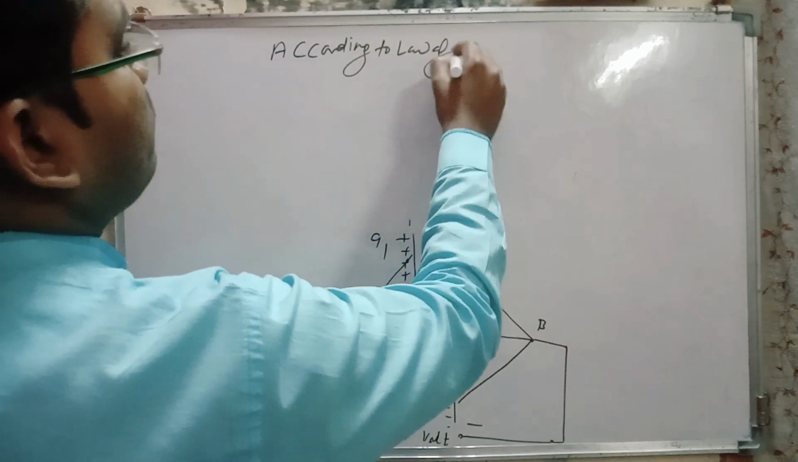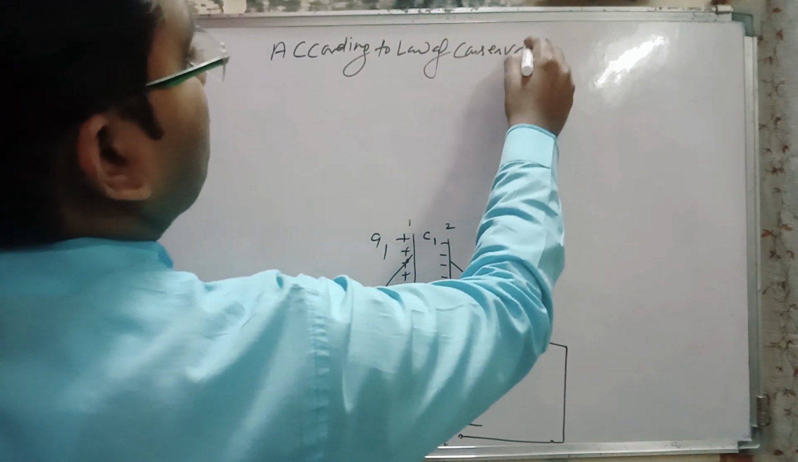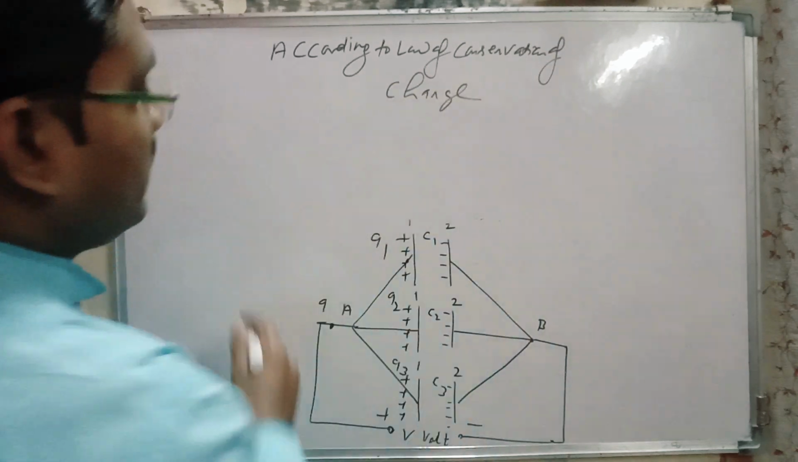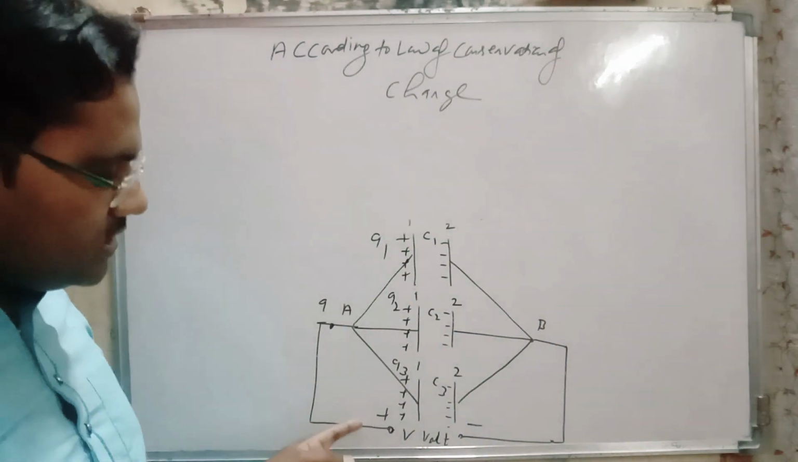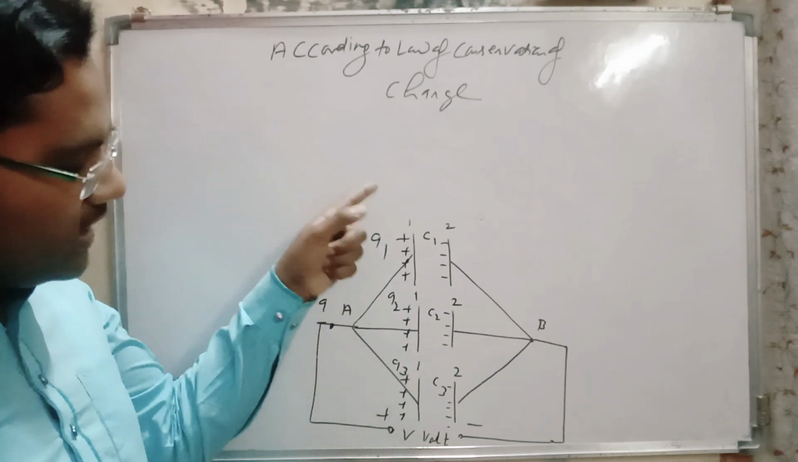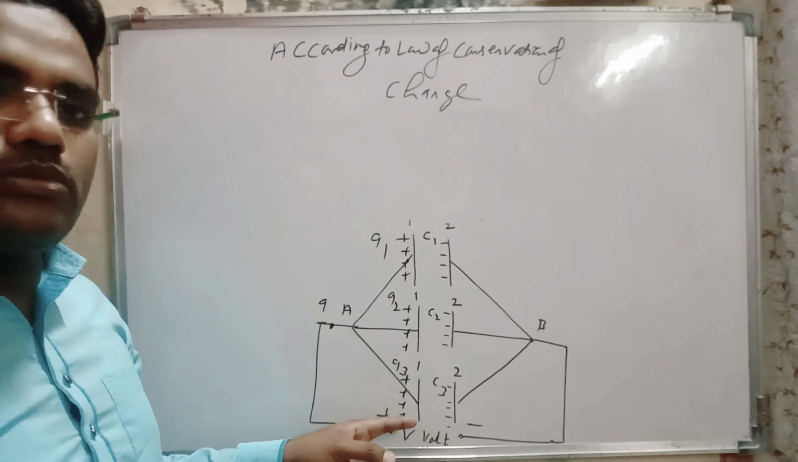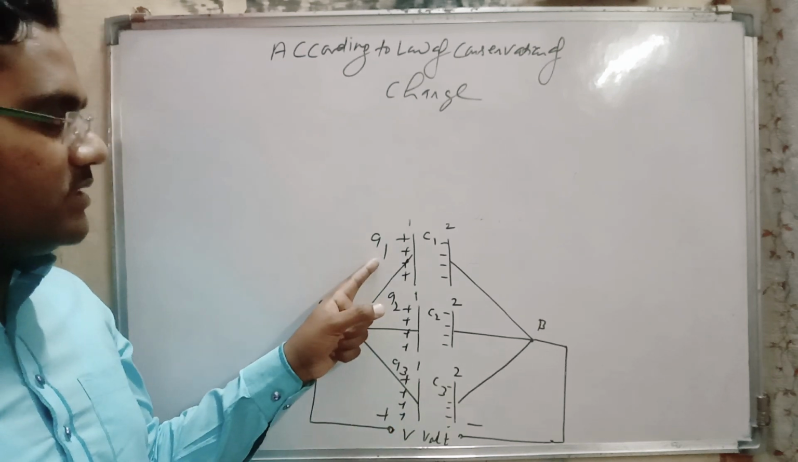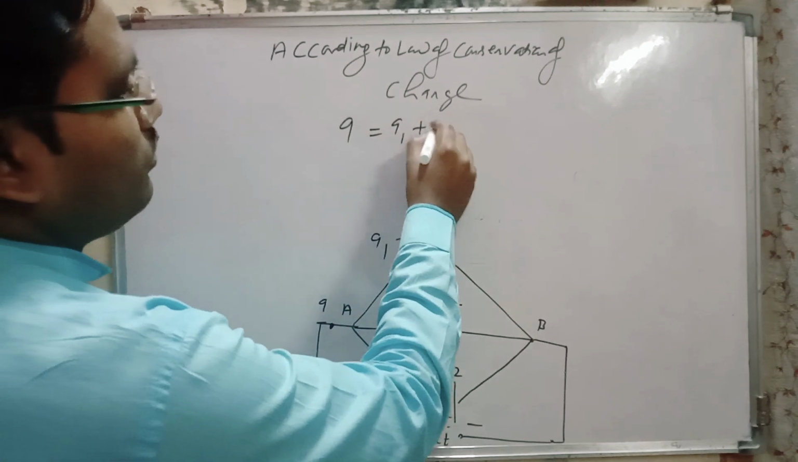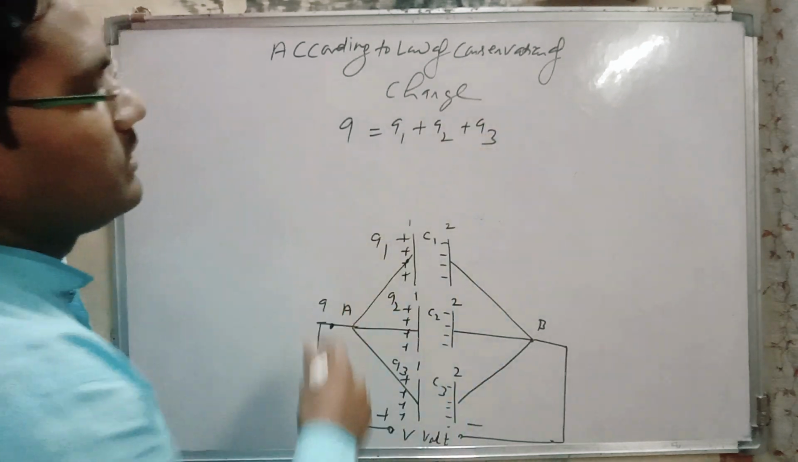According to the law of conservation of charge, the amount of charge given by this external source to the capacitors is equal to the sum of the charges on the capacitors. That means Q is equal to Q1 plus Q2 plus Q3.